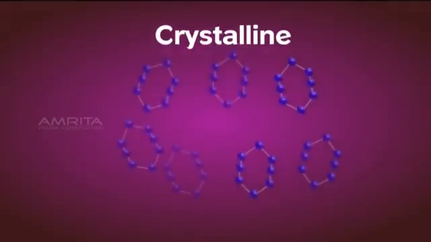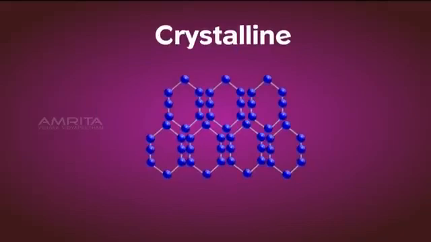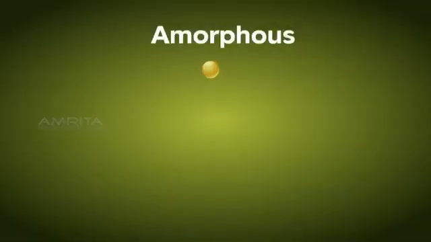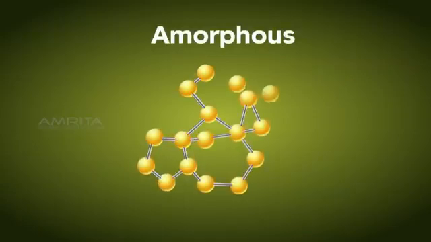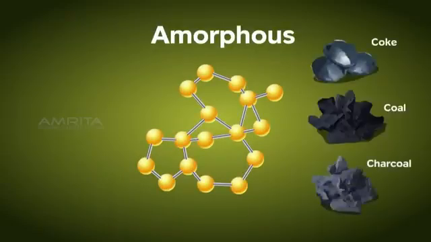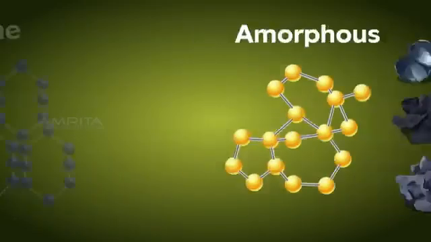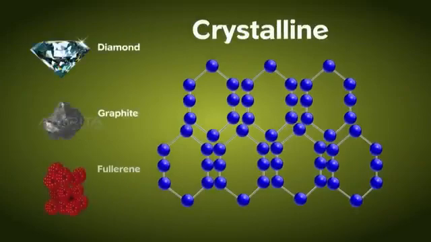In crystalline solids, the constituent particles are arranged in a definite order. But in amorphous solids, the constituent particles have no definite order of arrangement. Coal, coke and charcoal are amorphous forms of carbon, and diamond, graphite and fullerene are crystalline forms of carbon.